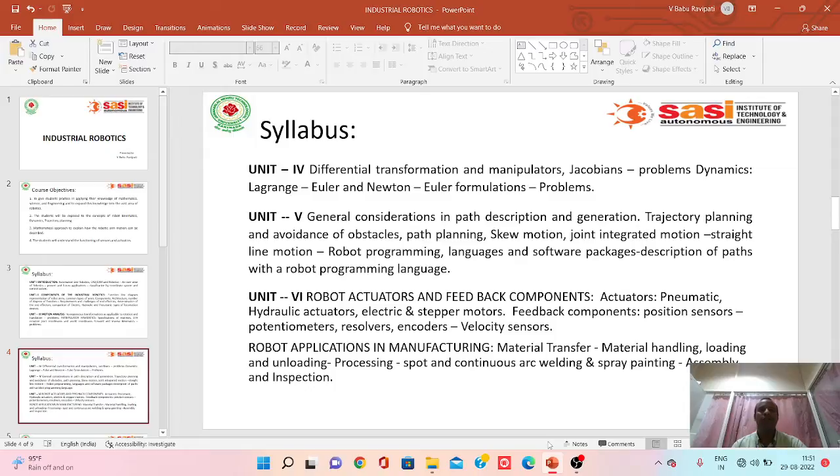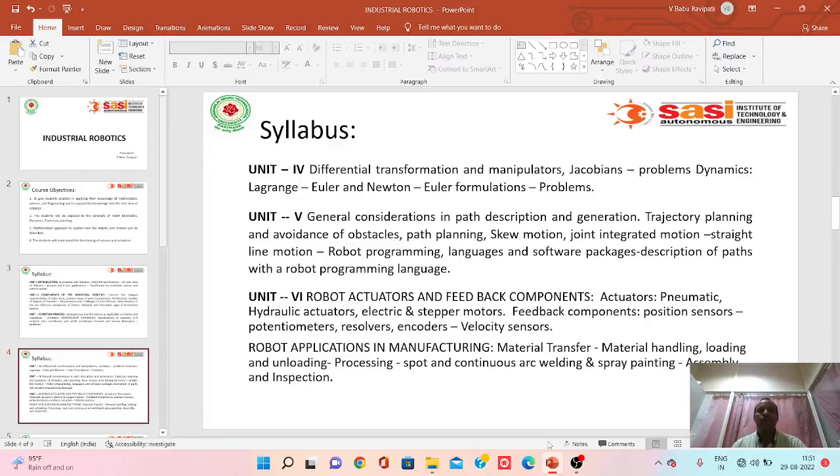In the fourth unit, we'll have differential transformation and manipulators, Jacobian, and problems related to these. We'll know about the dynamics. In the dynamics, two are covered majorly: Lagrangian Euler and Newton Euler, and problems related to those two. In the fifth unit, we'll be covering path planning and trajectory planning, and then skew motion, joint integrated motion, and straight line motion.